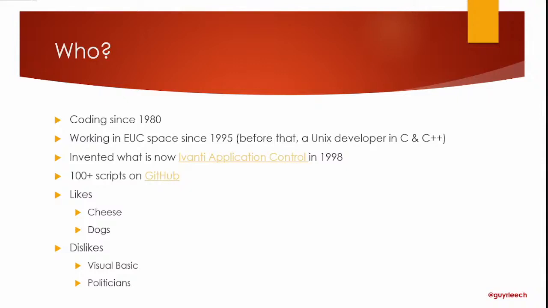Writing my first code in 1980 on a Commodore PET that my late COBOL programming father used to bring back from his office. I've been in this Citrix EUC space since 1995, although before that I was a Unix developer, C and C++. Invented that application manager thing, which is now called application control. So again, that was written in C++.